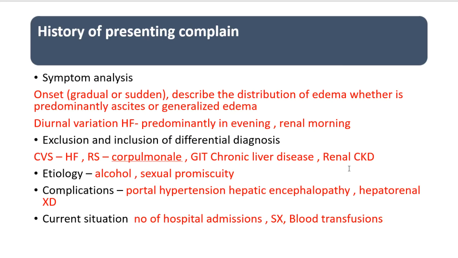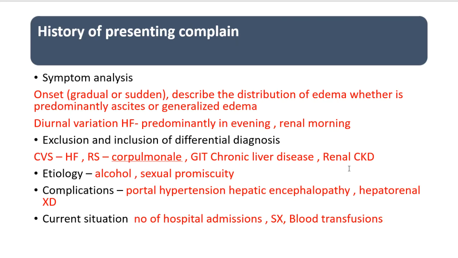So then, likewise, you have to have a clear understanding of which system might be affected, right? Then you can come to a nicely working diagnosis. Then the etiology. So what is etiology? This patient may have a chronic liver disease due to alcohol. Maybe due to sexual promiscuity, they might have got hepatitis B or C, right?